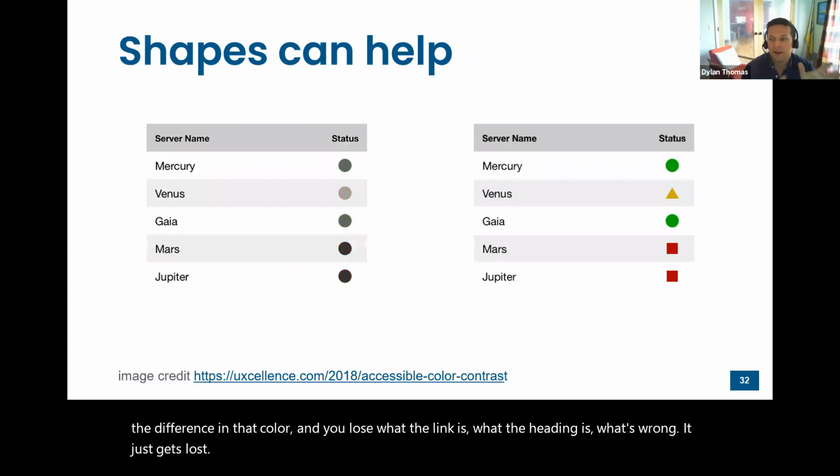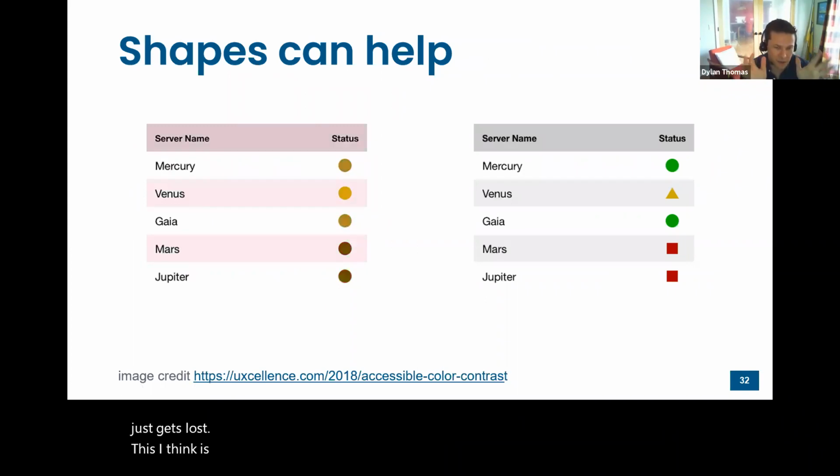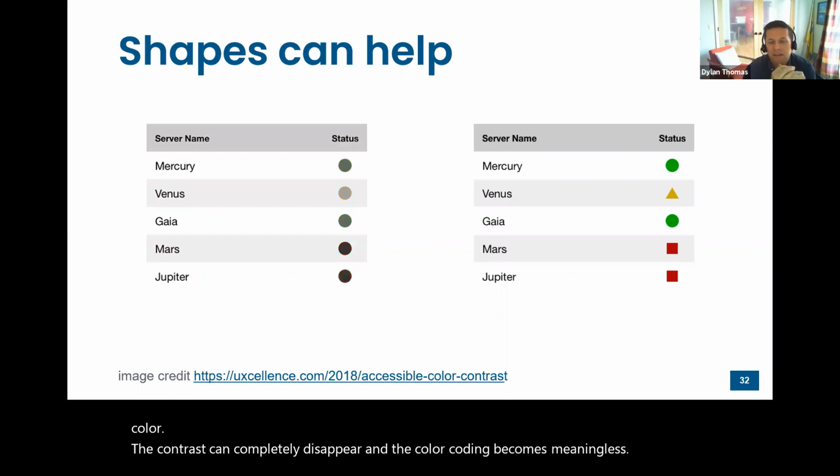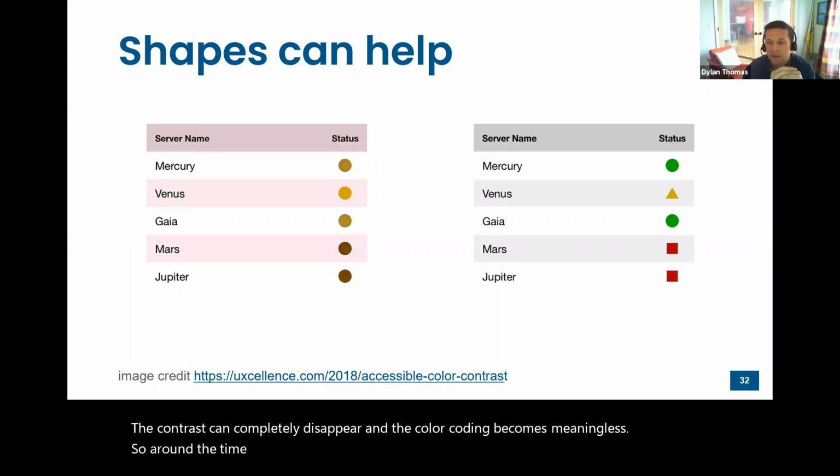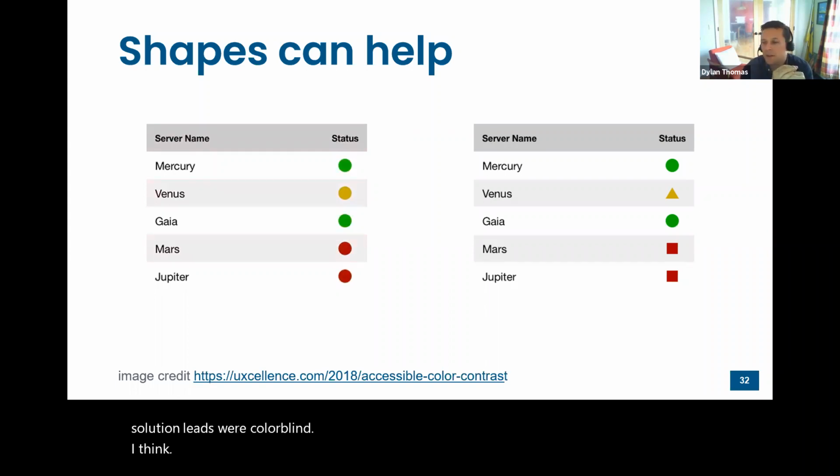This, I think, is a great example. This shows what color blindness can do, and that if you try to differentiate things only with color, the contrast can completely disappear and the color coding becomes meaningless. So around the time that I did this presentation, we discovered that about three of our solution leads were colorblind. I think 2 of them definitely knew it. I'm not sure if the 3rd one knew it at the time.